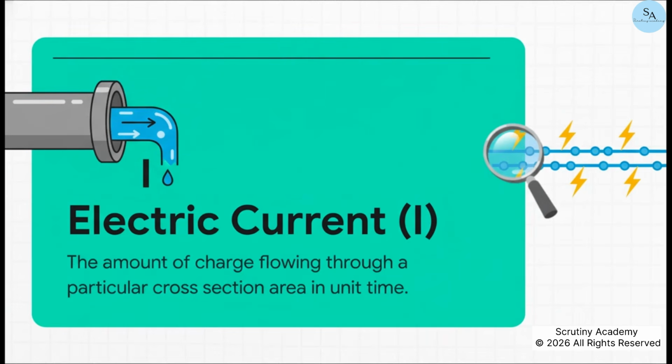And honestly, don't overthink this one. Just imagine water flowing through a garden hose. Electric current is basically the same thing, but instead of water, it's a flow of tiny electric charges, usually electrons, moving through a wire. It's all about the movement.